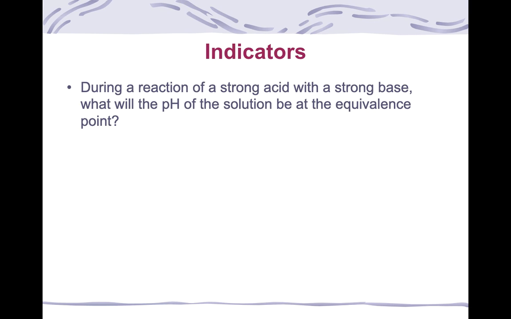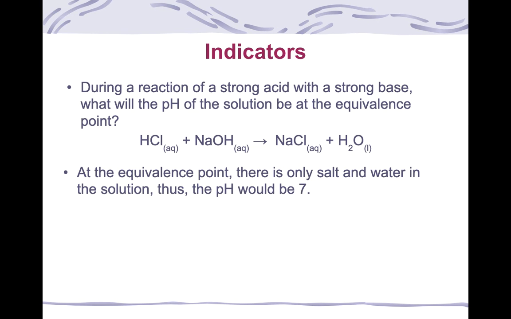So if you're reacting a strong acid with a strong base, what will the pH of the solution be at the equivalence point? Remember, the equivalence point was when we don't have any more reactants, we only have salt and water. So since we only have salt and water, the pH should be 7 at the equivalence point.